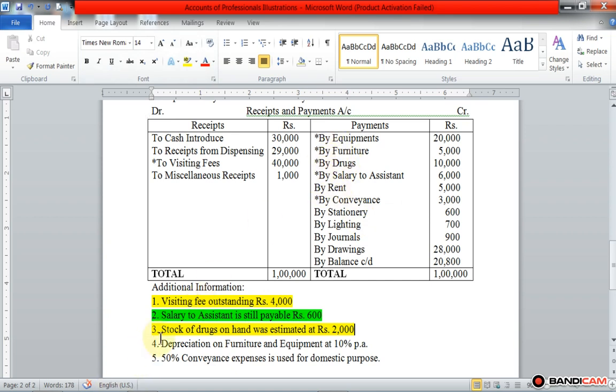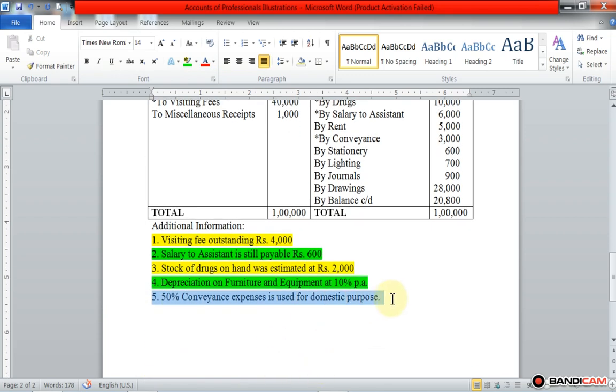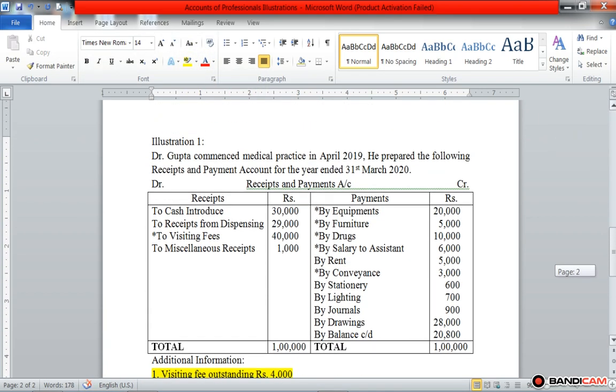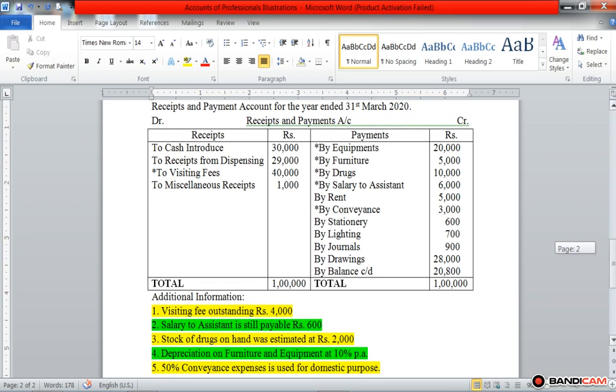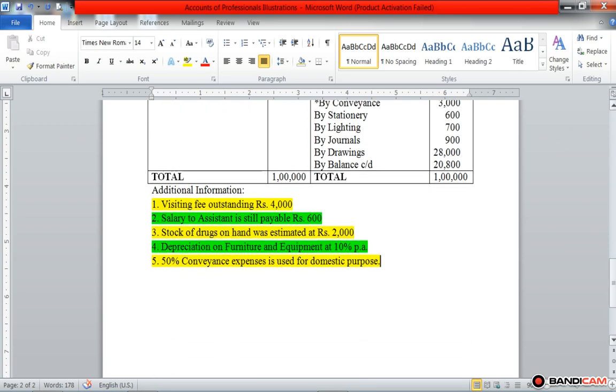Then depreciation on furniture: one effect is deducted from that respective asset, and the second effect is on the expenditure side. We make a star. Then 50% of conveyance expenses used for personal purpose, so we make a star in front of conveyance expenses. Here we read the problem carefully. Now we prepare the solution.